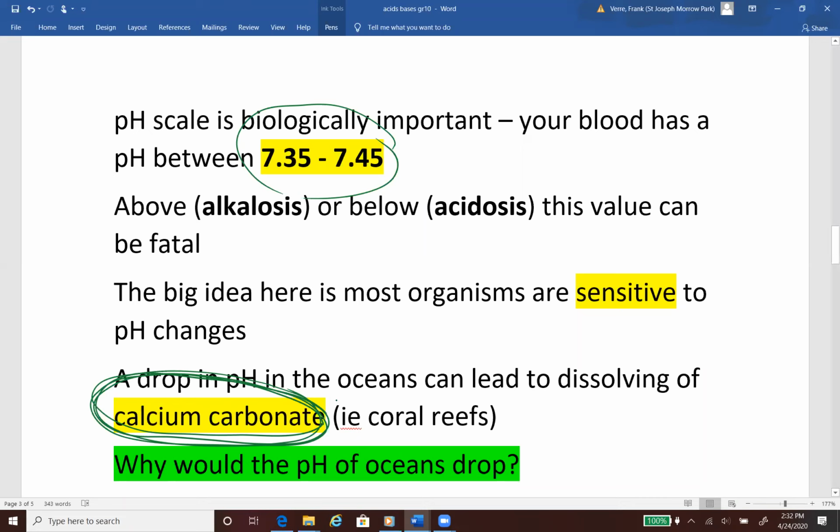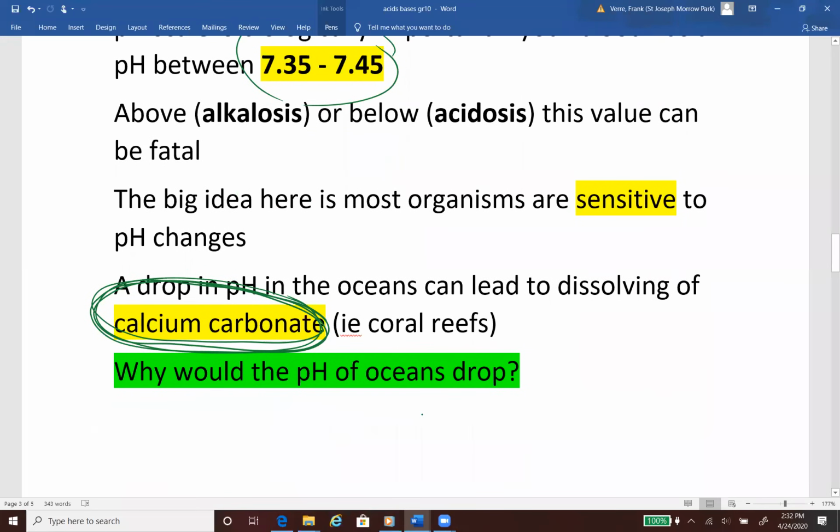But here's the question. Why would the pH drop in the oceans? If a drop in pH is really bad for the coral reefs, sorry, that's not the question. The question is, what would cause the drop in the pH? We know it's bad, but why is that happening? It turns out that one major pollutant is CO2, which ironically has been reduced in the last month or so because of this viral outbreak. So one good thing about this viral outbreak is that pollution has gone down, but definitely CO2 levels have increased over the last several hundred years.